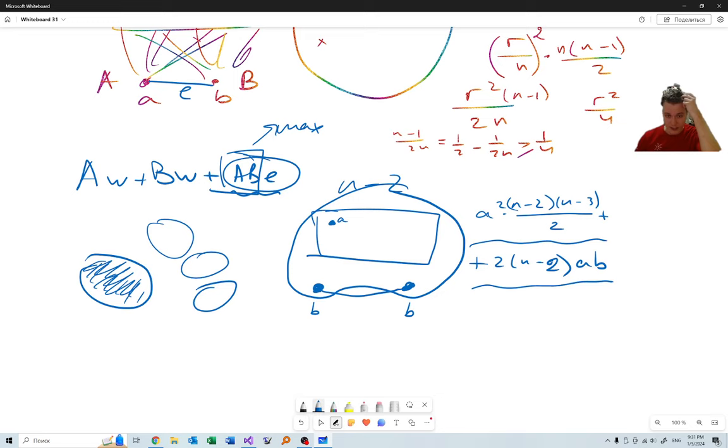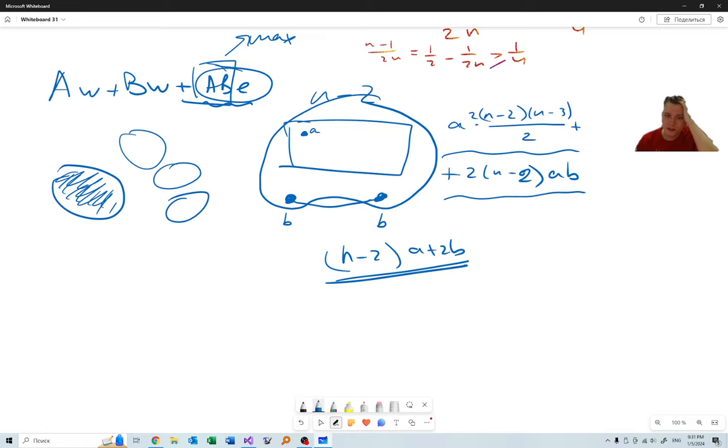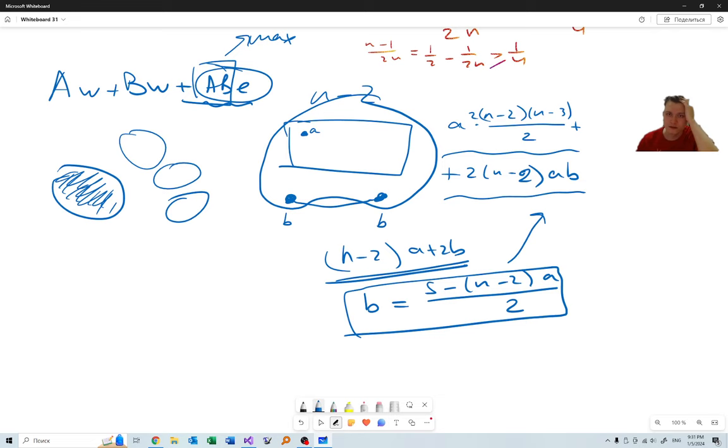And n minus 2a plus 2b is fixed, and I need to maximize this sum. How do I maximize the sum in these conditions? I think I need to say that b equals S minus n minus 2a over 2 and substitute it in this formula. Let's substitute it in this formula and see what it gives us.